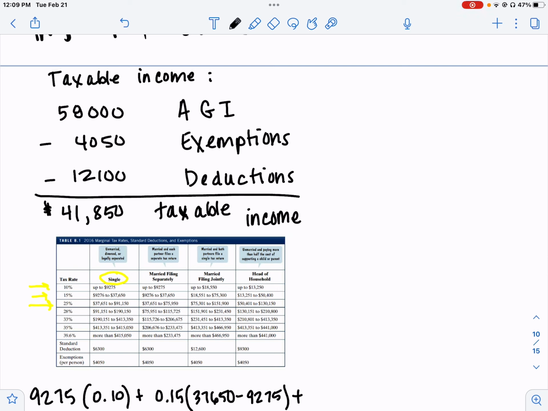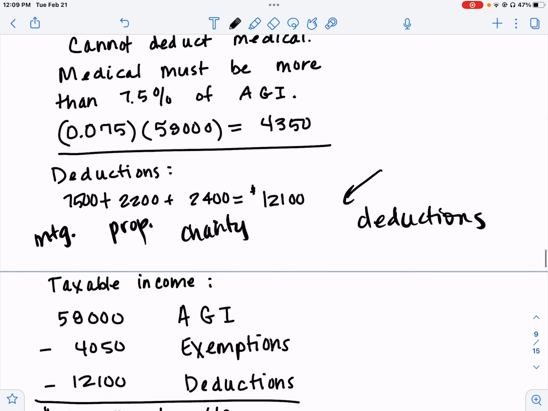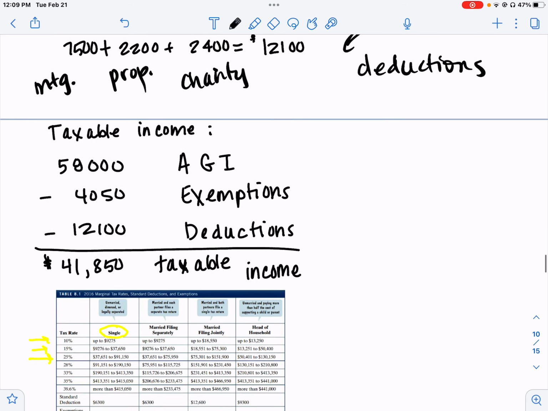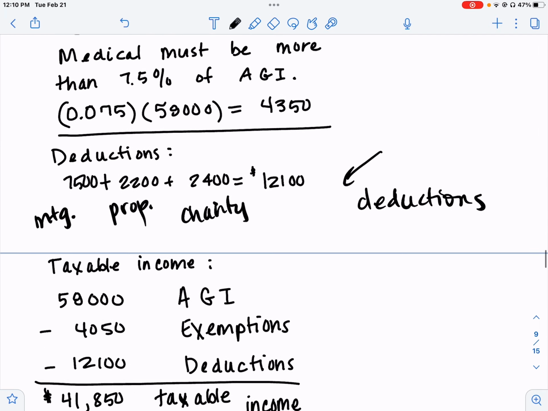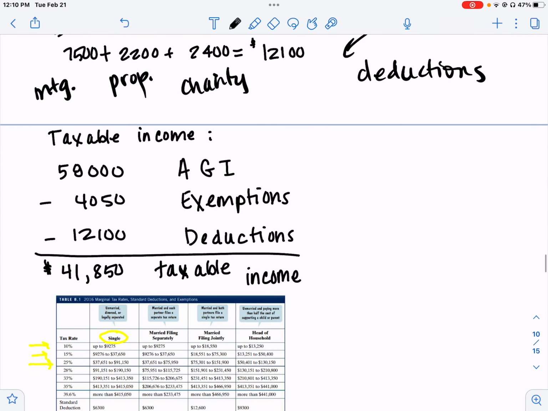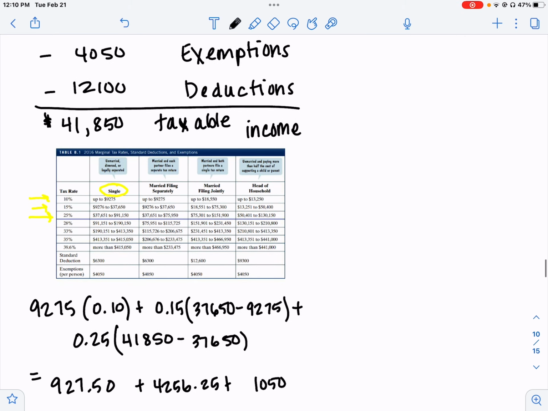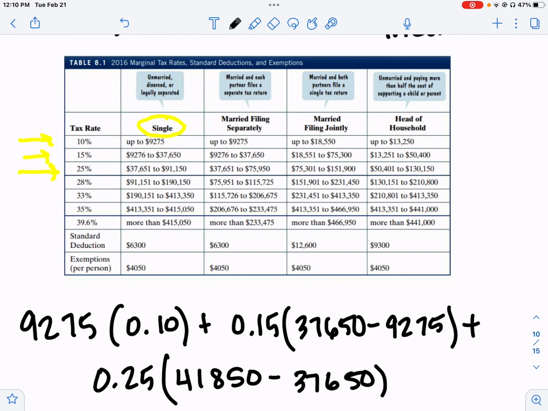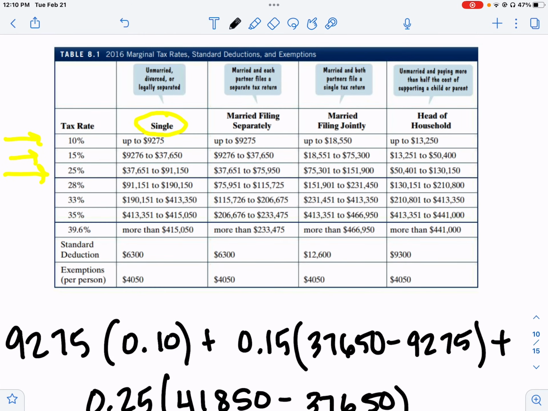Okay, so we take our income minus our exemption minus our deductions. Okay, and that gives us, actually, we already subtracted the 4,000. Oh no, the 4,050 is the exemptions, okay? And then our deductions, okay? So now we look at this table. We said that this was a single person, okay?